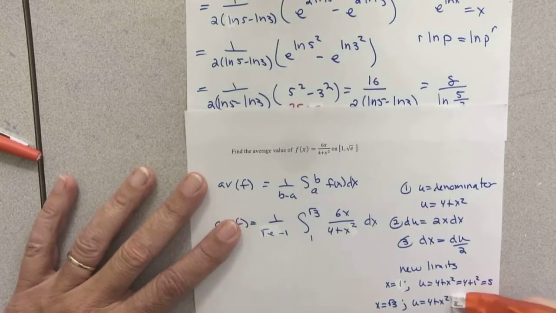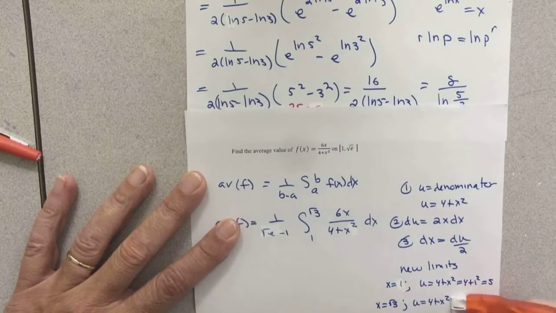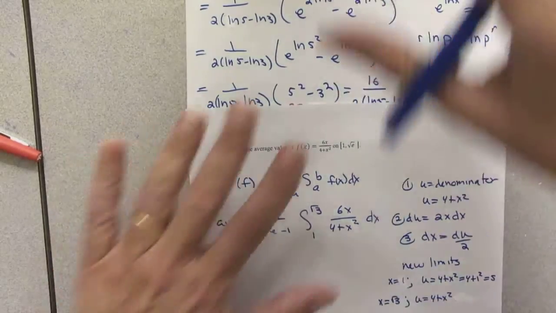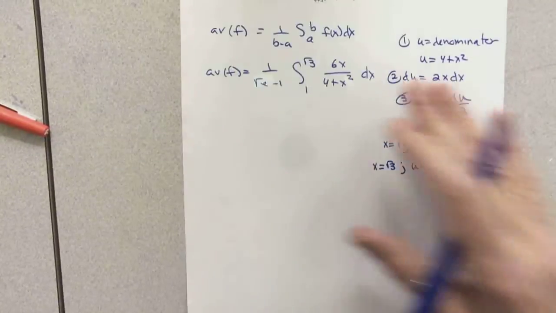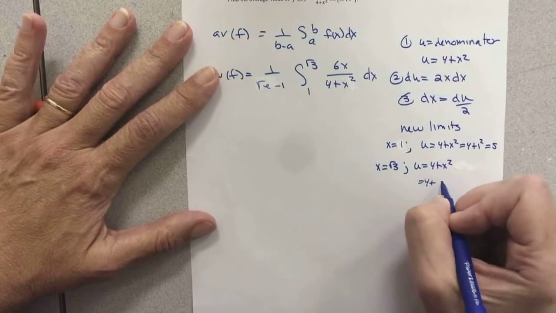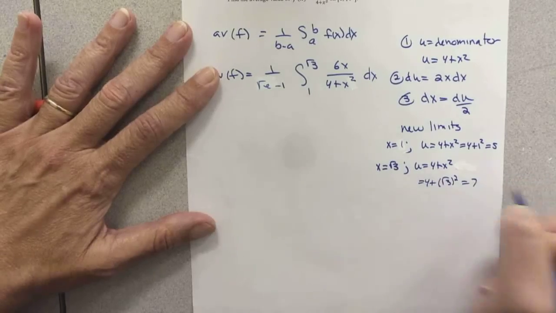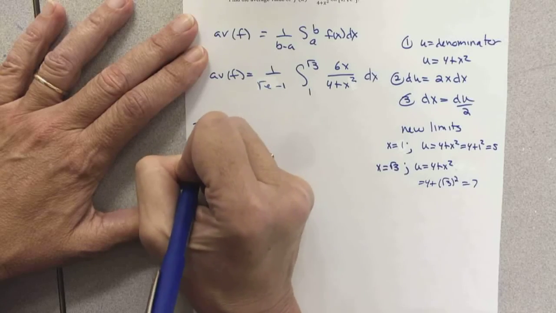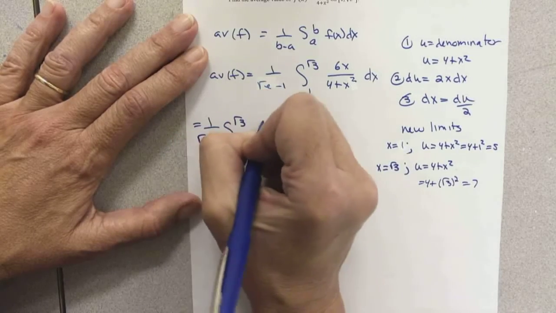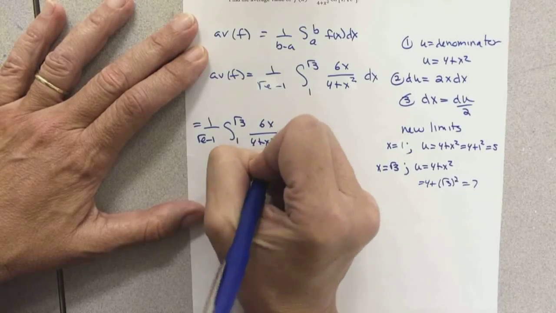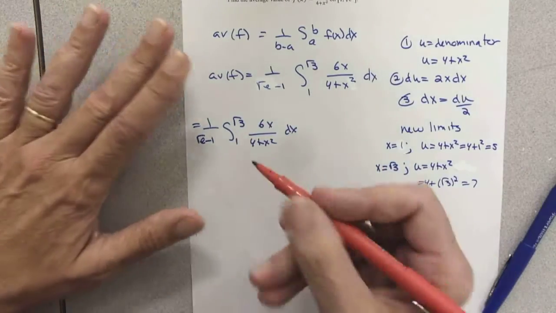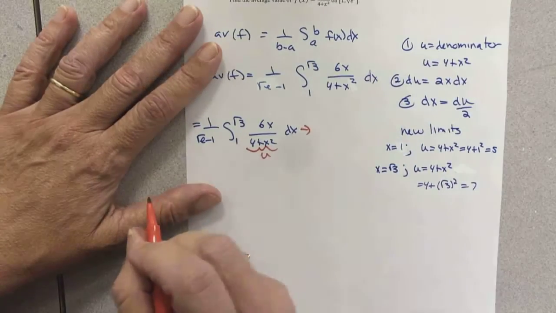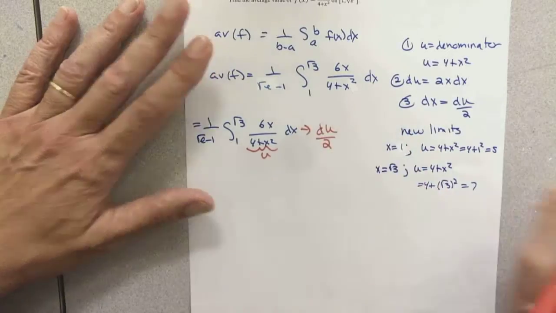will be 4 plus the square root of 3 squared, which will be 7. And I'm just going to write this down again so I have a little more space. So this was going to be u. Dx was going to be replaced by du over 2.